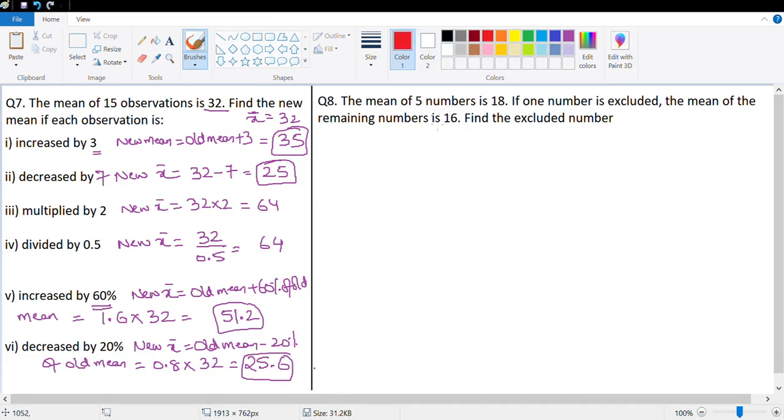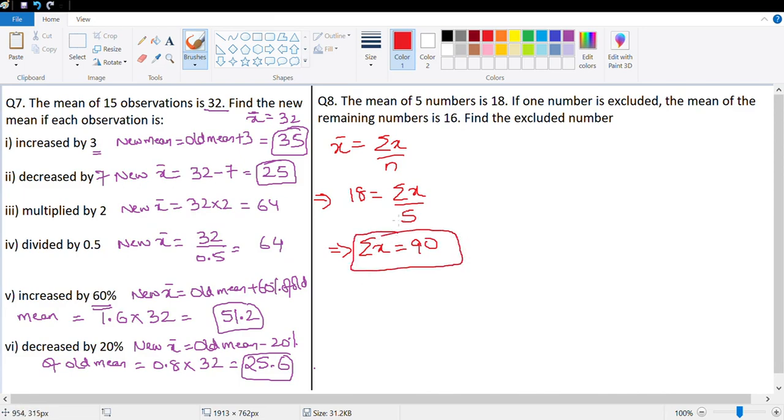The next one is question number 8. The mean of 5 numbers is 18. If one number is excluded, the mean of the remaining numbers is 16. Find the excluded number. So we know mean is equal to summation x upon n. In this case, n is 5, mean is 18. So 18 is equal to summation x upon 5. In this case, summation x is equal to 5 into 18, which is 90. So the sum of the 5 numbers is 90.